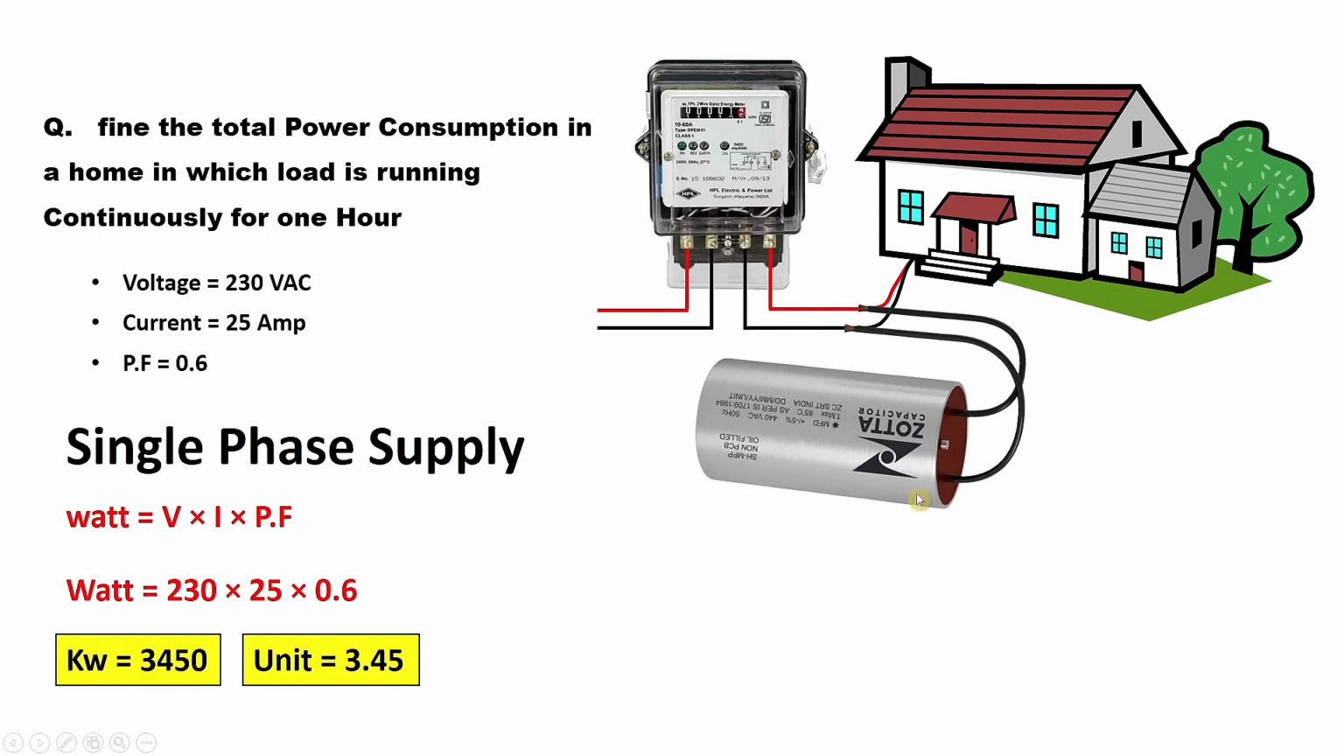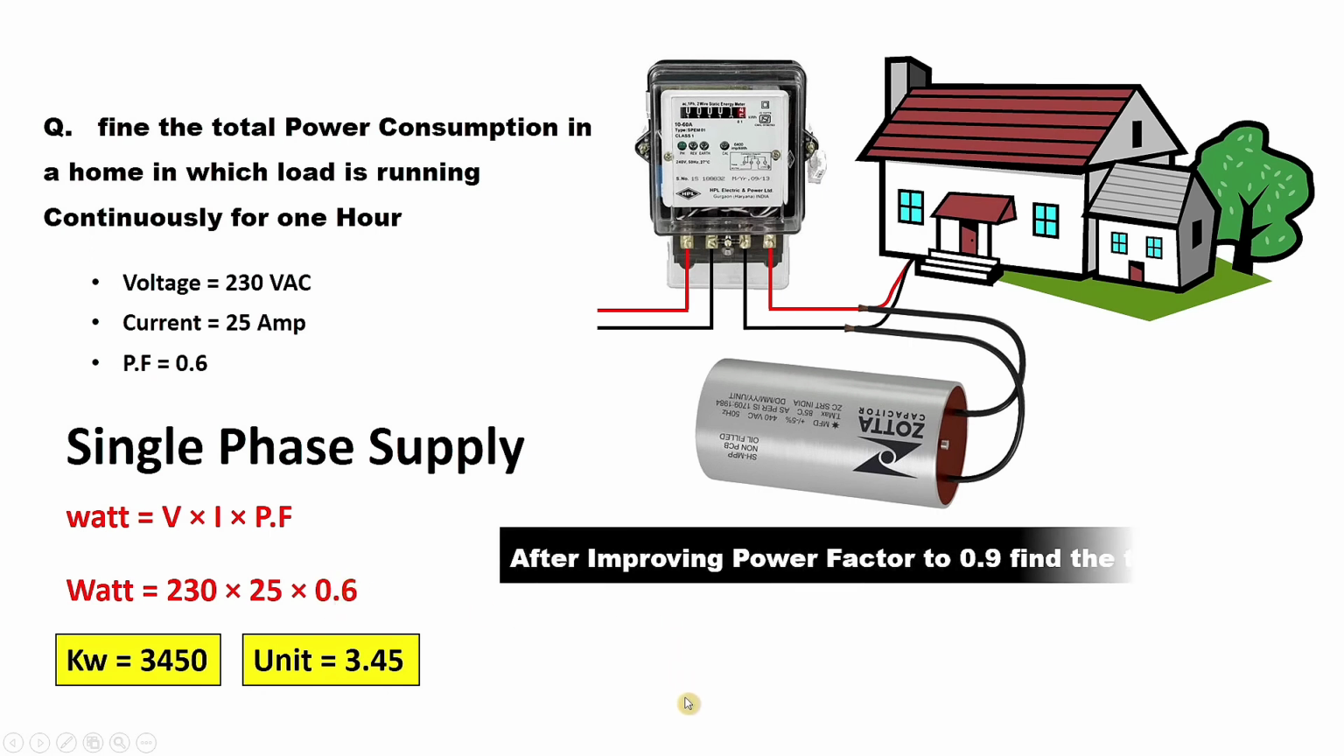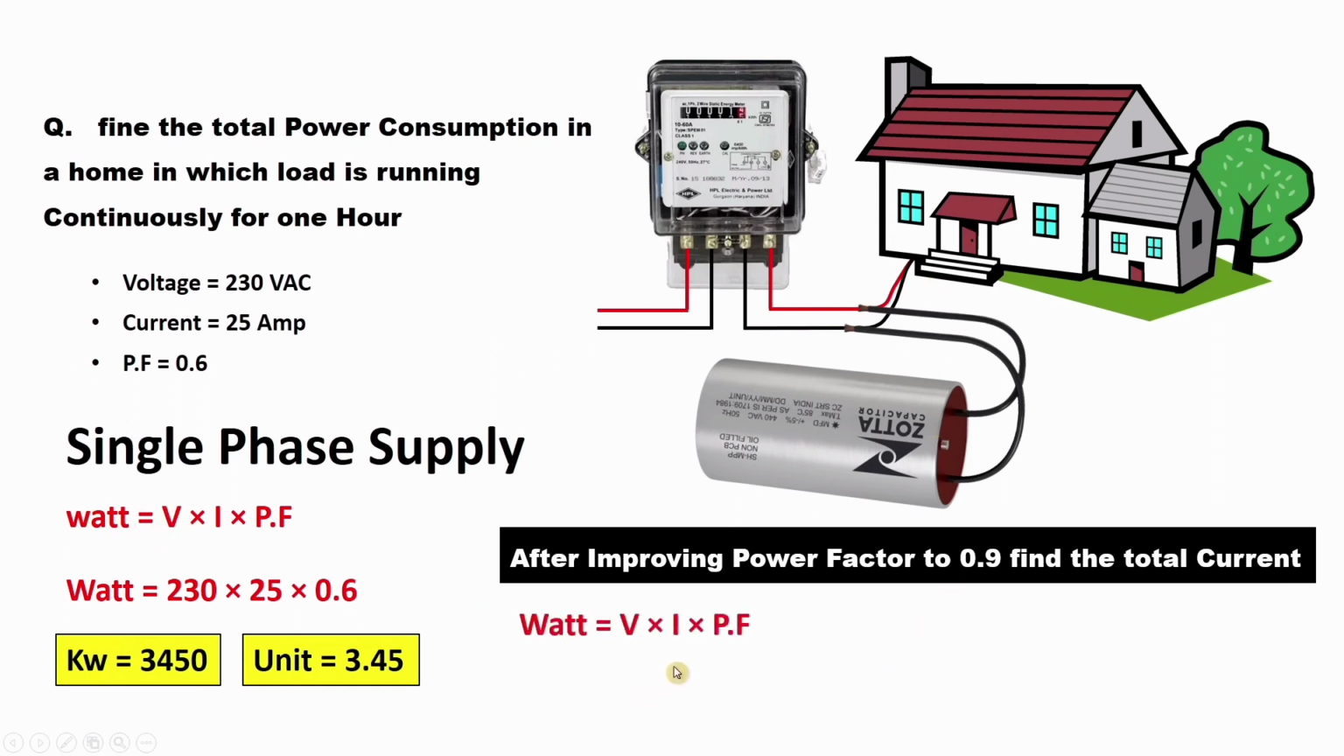So for this home, with the power supply, we connected a capacitor so that the power factor will be improved. After improving the power factor, there are changes in current. What changes occur and how much? After connecting the capacitor, how many amperes of current are flowing in the home? To find this, you have to use this same formula. Now we have to find the current, so I am using this formula and putting in all the values.